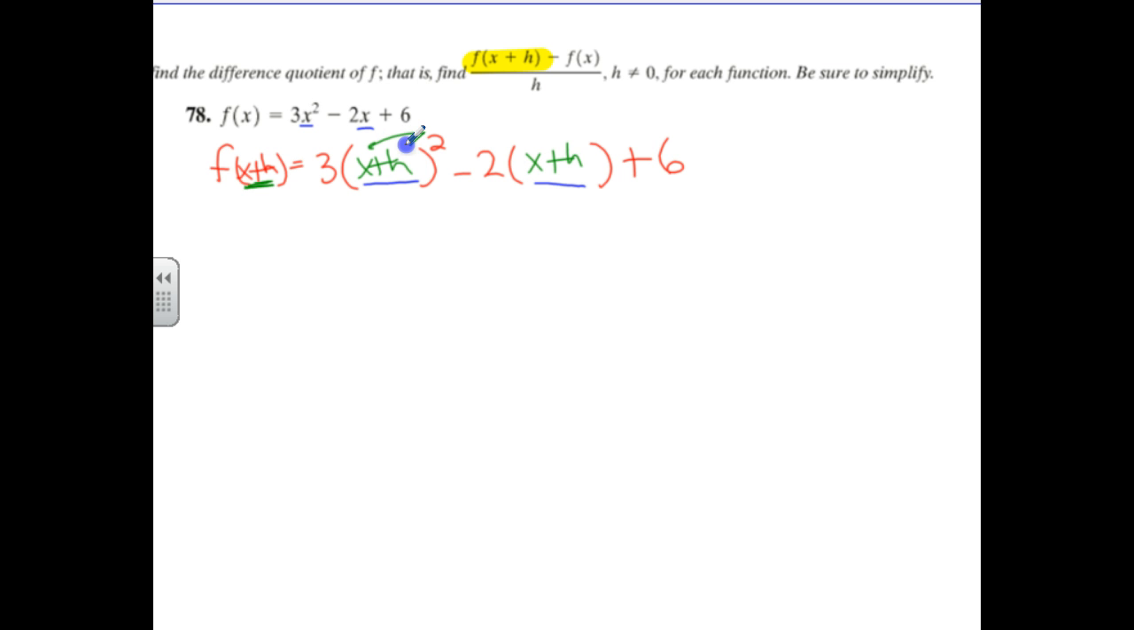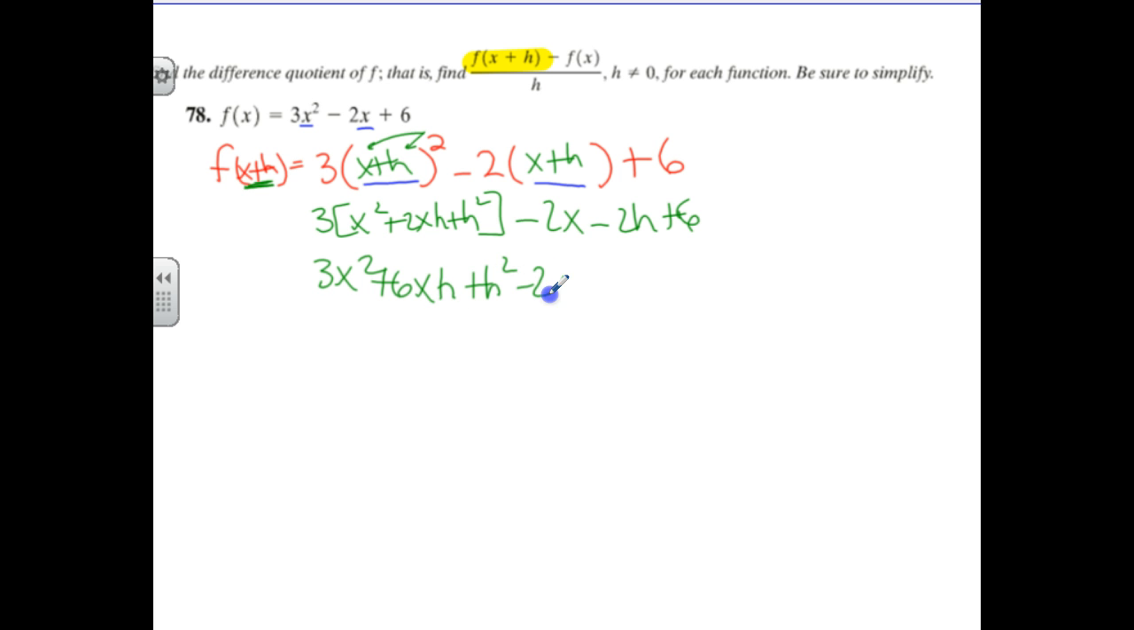So I'm plugging in x plus h for x. I'm not going to distribute. That would be a mistake, but I will FOIL this out to get x squared plus 2xh plus h squared minus 2x minus 2h plus 6. Now remember, all of that is just, well, I'll do one more statement here. 3x squared plus 6xh plus h squared minus 2x minus 2h plus 6.